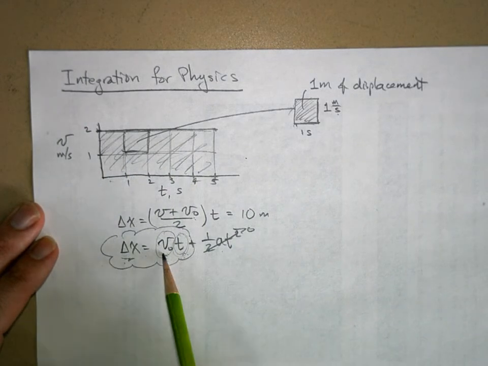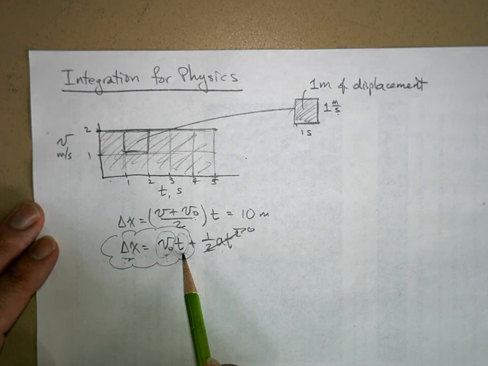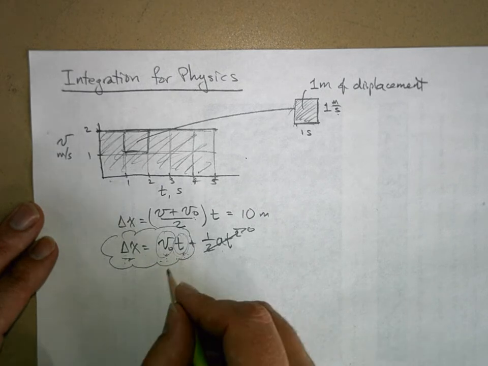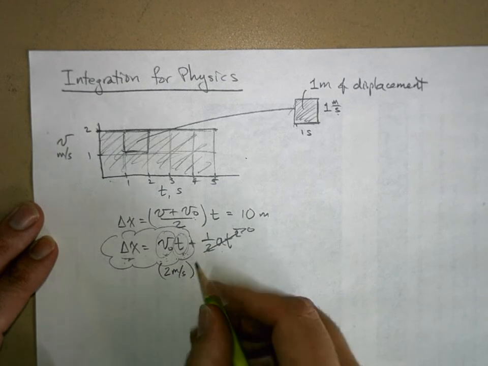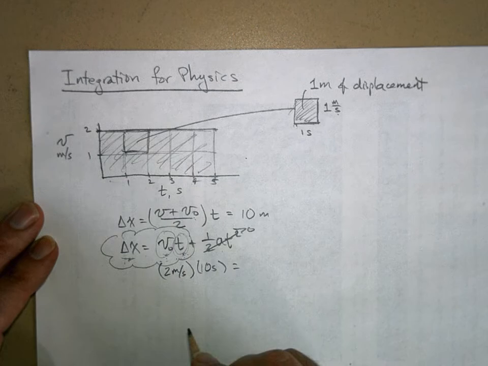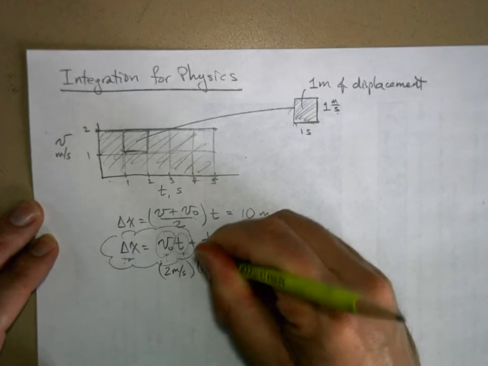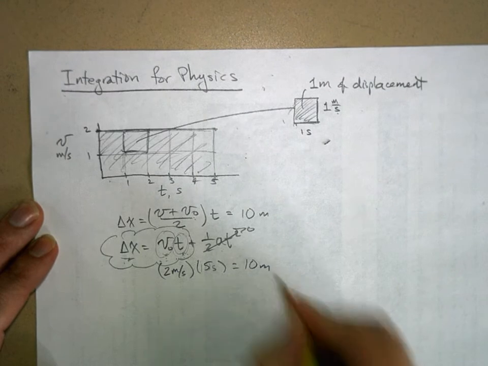So this quantity times this quantity. Well, what is this times this? This is like the height times the width. The height times the width. So the height of this is 2 meters per second, and the width is 5 seconds, and that gives me 10 meters. Okay?